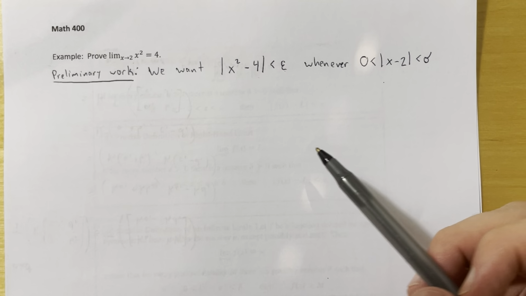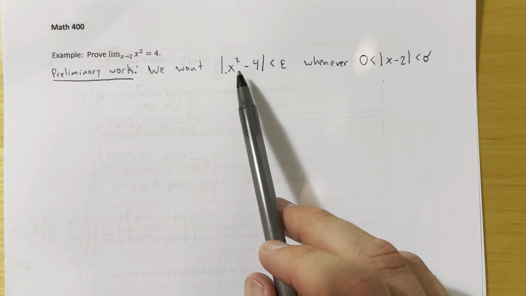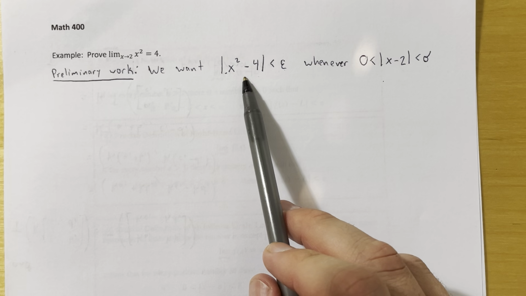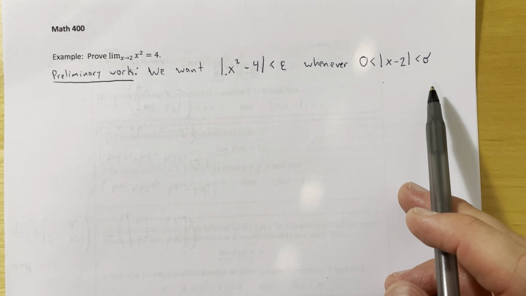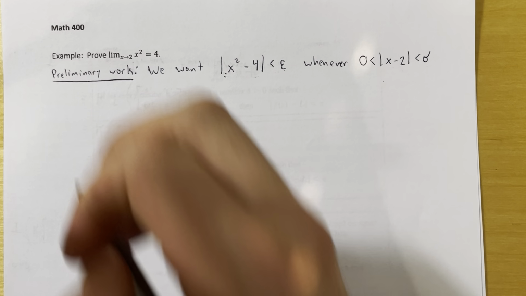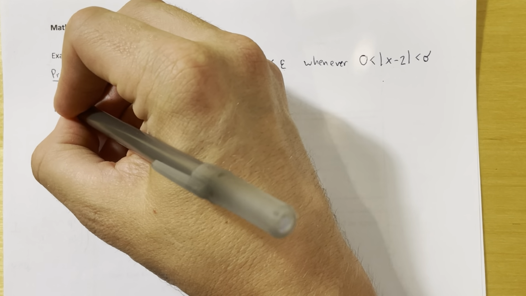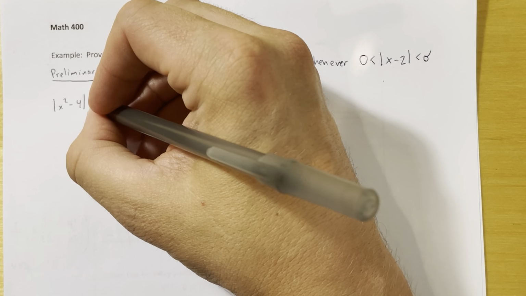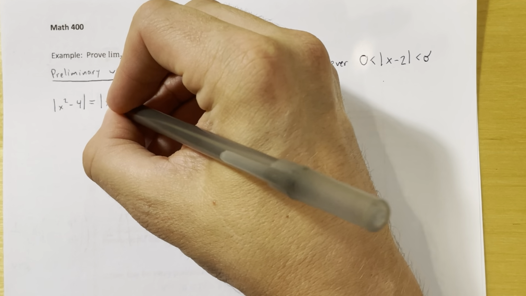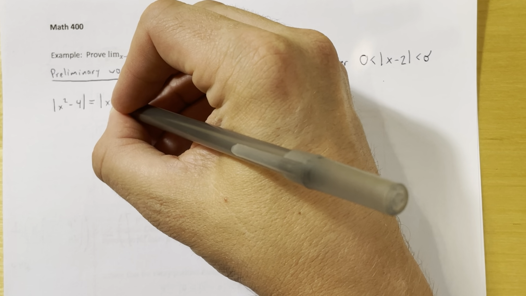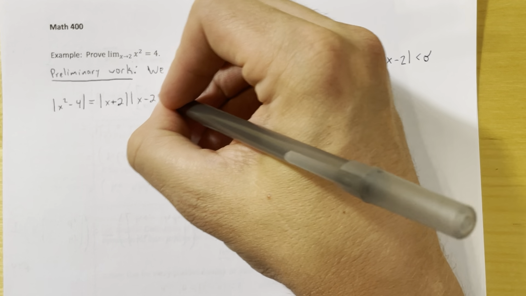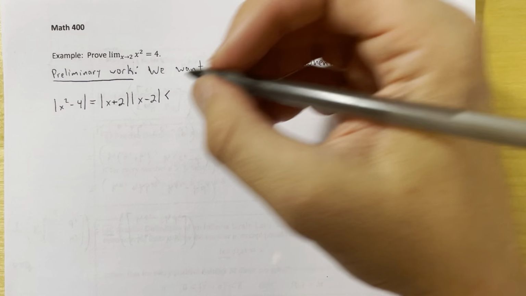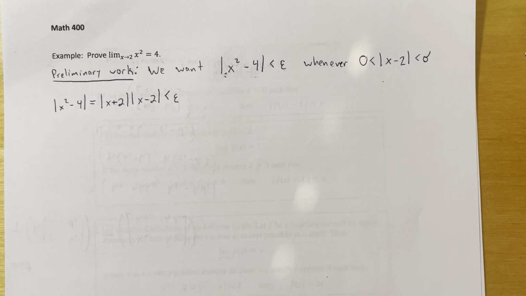And remember what we did before is we took this inequality and we tried to play around with the absolute value here until we got something that looked like this. Okay, so what I'm going to do is factor this. I have x squared minus 4 in absolute value, which is equal to x minus, I'm going to say x plus 2, x minus 2. And we know that this is less than epsilon, or we know that we want to make it less than epsilon by choosing the appropriate delta.